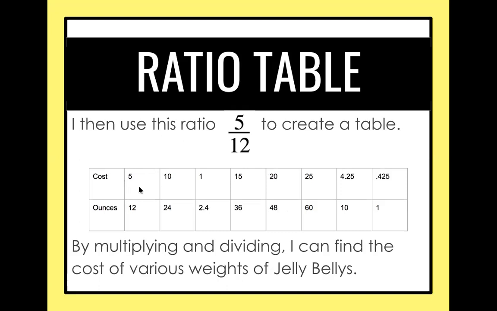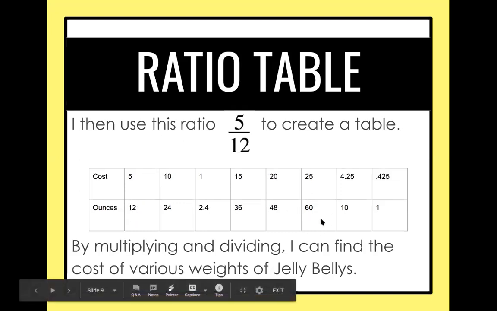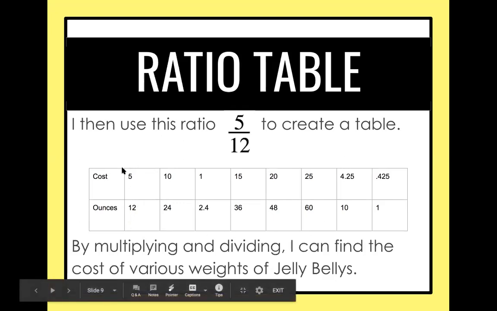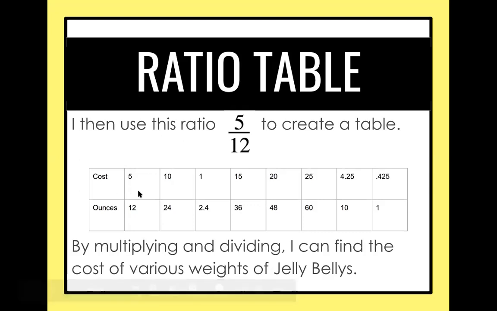Now if I go back and look at my original ratio of 5 to 12, or 5/12, if I wanted to turn that 12 into 60, so 12 times 5 would make 60. So if I'm buying 60 ounces of Jelly Bellies, I need to multiply my numerator by the same factor. So I would need to multiply that by 5 as well. So 5 times 5 gives me 25. So my ratio would be 25 to 60, or 25/60. So I would spend $25 on 60 ounces of Jelly Bellies.